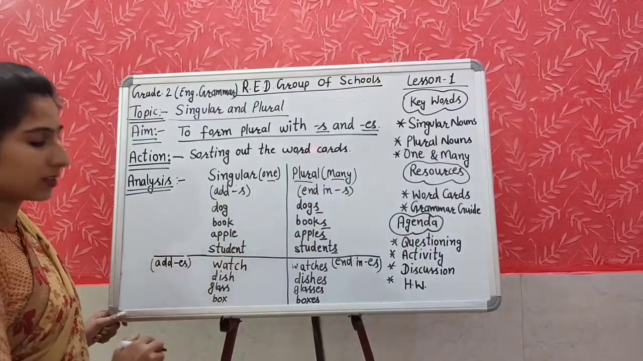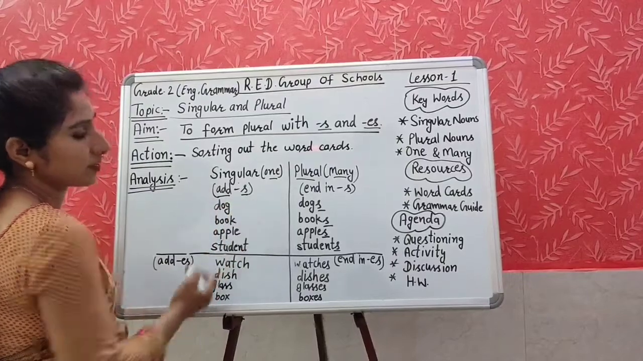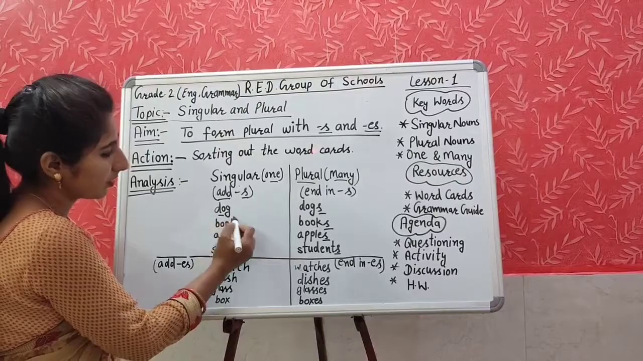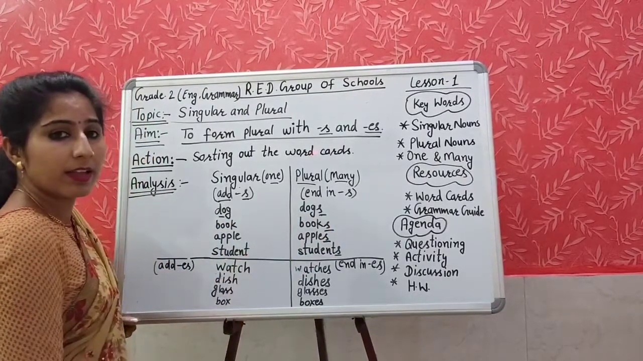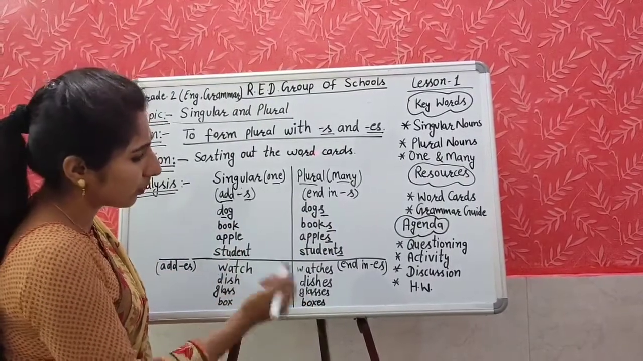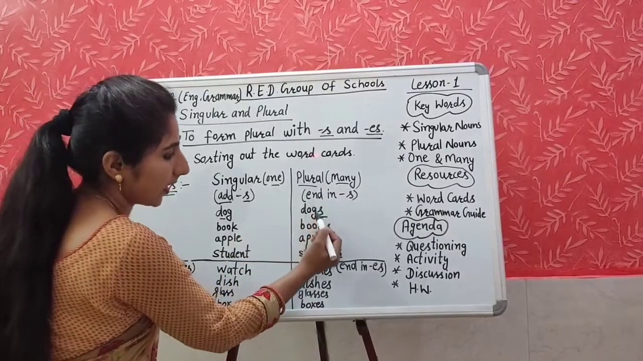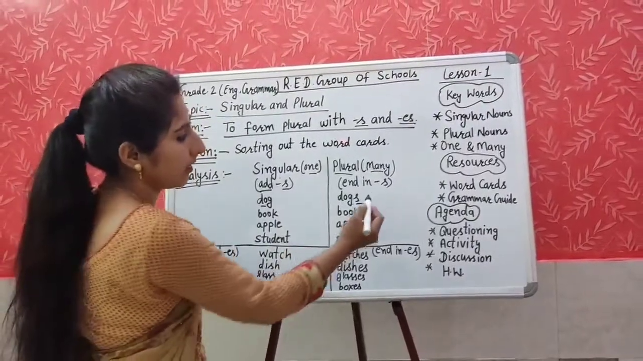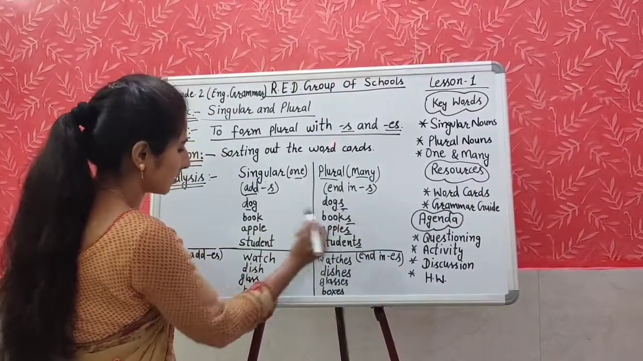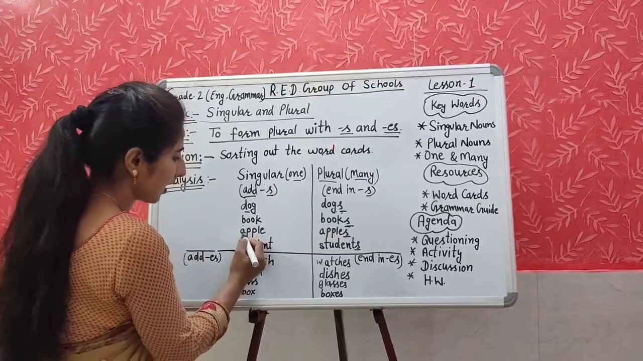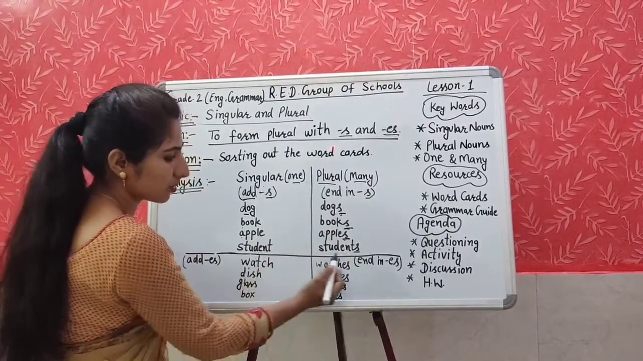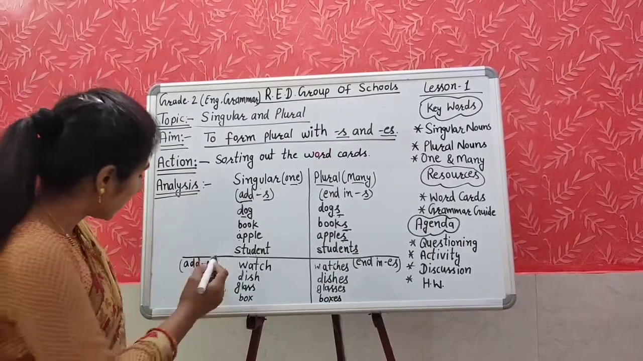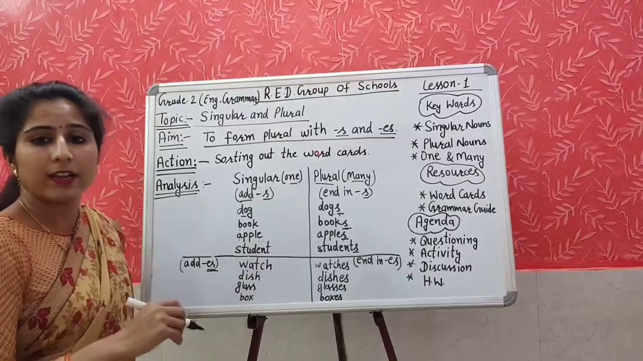I have written here some words. Add s. With which word are we adding s? Yes, dog. We have added s here. And where do we add these? At the end of the words. Means where the word is ending, we add s. Dog, dogs. Book, books. Apple, apples. Student, students. Now with which words are we adding es at the ending?